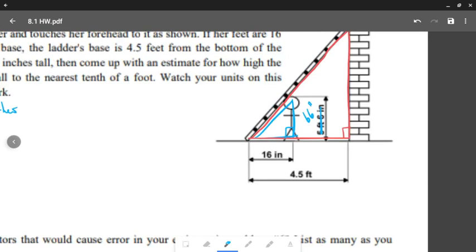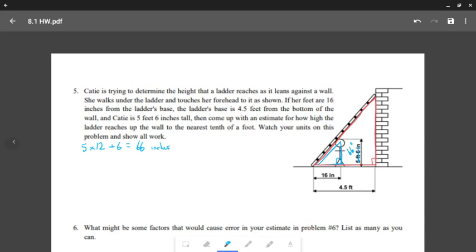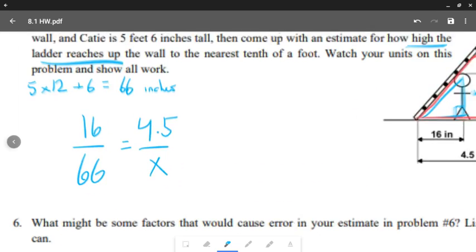All right, now my ratio may be something like 16 over 66 equals 4.5 over, and again, what are we looking for? We're looking for how high the ladder reaches up the wall. I'm going to call that distance x over there. So 4.5 over x is my right side of the equation. All right, I'm going to cross multiply. I'm sort of out of room, but we'll make it work.